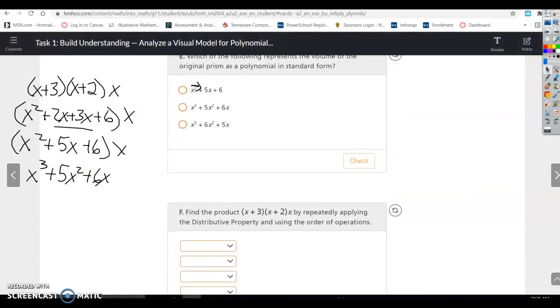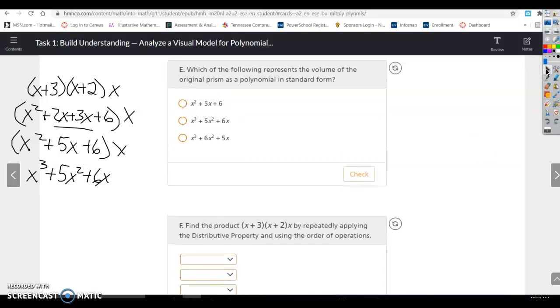All right, so if we go back down to this question, it says, which of the following represents the volume of the original prism? All right, so the volume would be x cubed plus 5x squared plus 6x. So that would be the one in the middle.